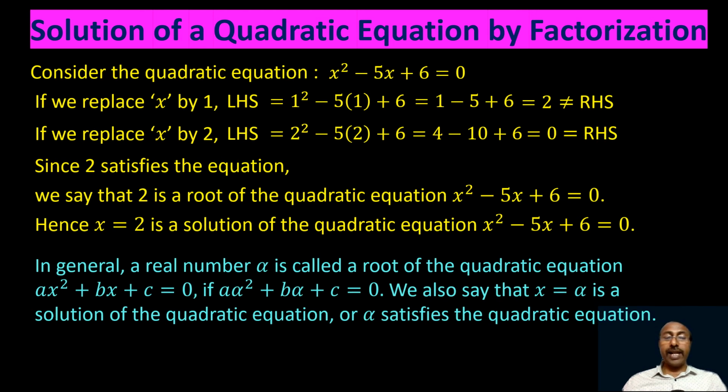So in general, a real number alpha is called a root of the quadratic equation ax² + bx + c = 0 if a alpha² + b alpha + c = 0. That is, if we substitute alpha in place of x and the equation is satisfied, then alpha is said to be a root of the quadratic equation. Also we say that x = alpha is a solution of the quadratic equation, or alpha satisfies the quadratic equation. Okay, students.